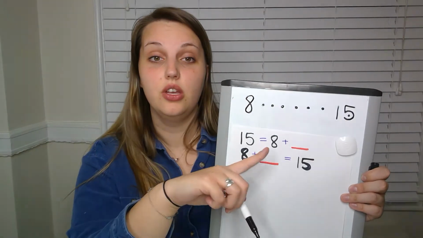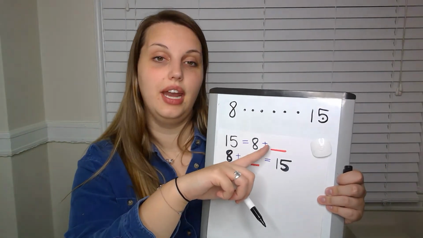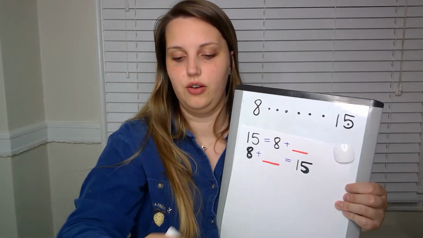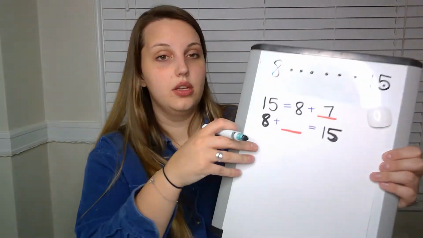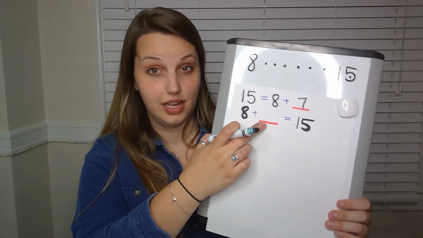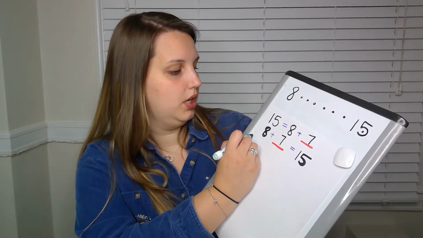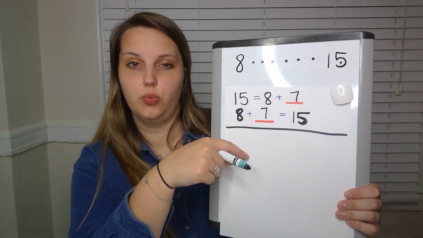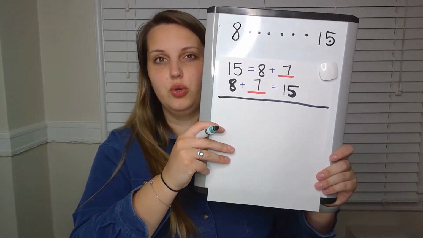That matches. So 15 equals 8. And how many more? 7. Right, we used our dots and found our missing addend, 7. So that means 8 plus 7 equals 15. Beautiful job. Line across so that we know which is which for our next number sentence. Don't want to get them confused.